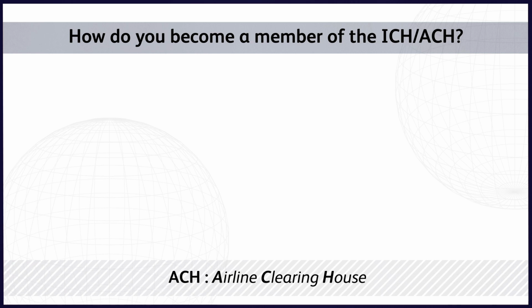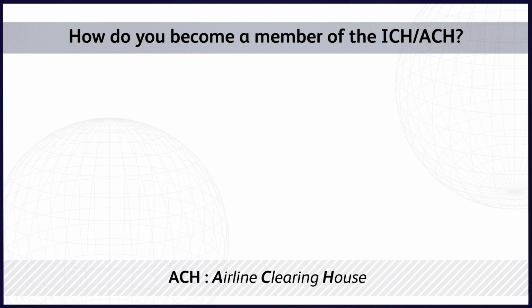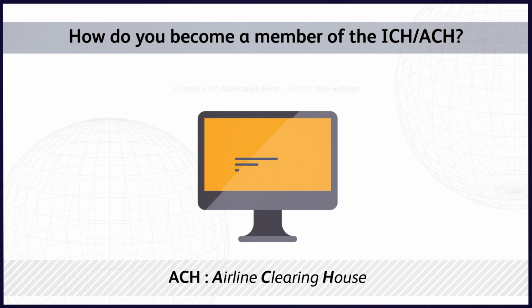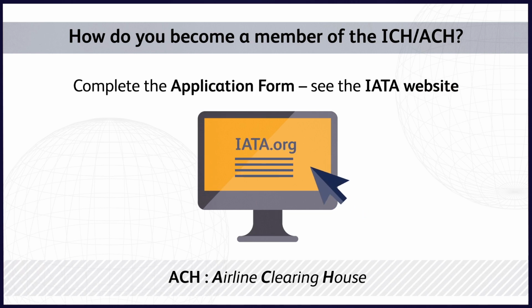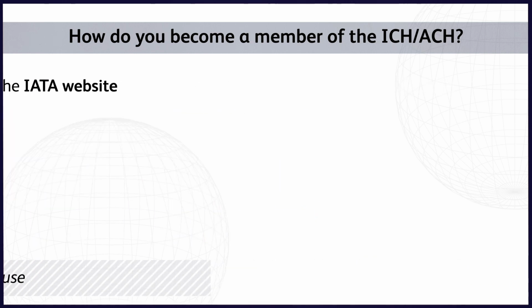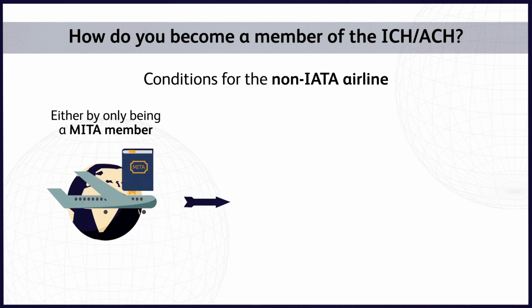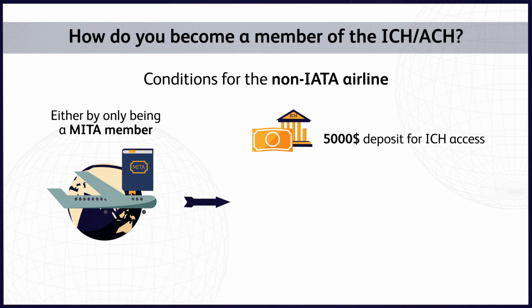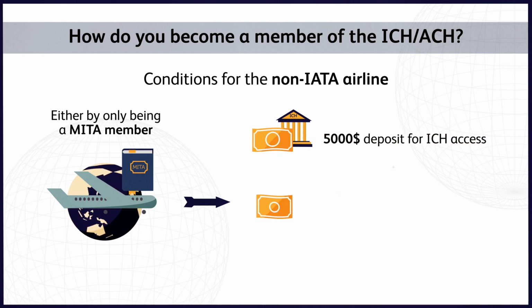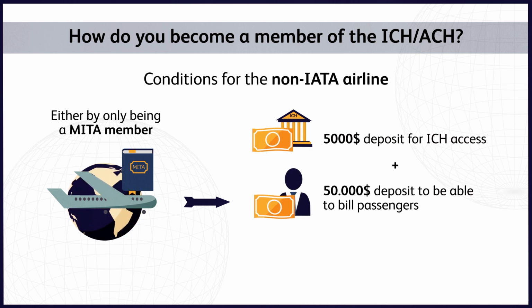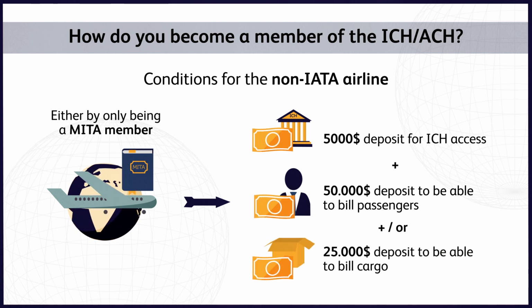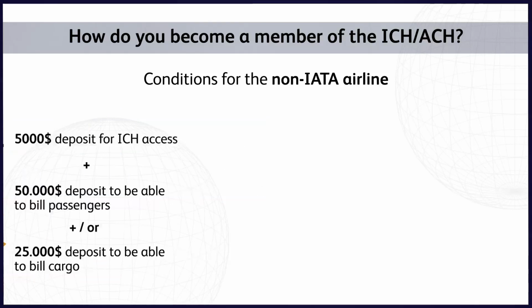In order to benefit from the system, the airlines must be ICH members. It must complete the application form, see the IATA website, and comply with the following conditions. For the non-IATA airline, either by only being a META member with a $5,000 deposit for access, a $50,000 deposit to be able to bill passengers, and a $25,000 deposit to be able to bill cargo.